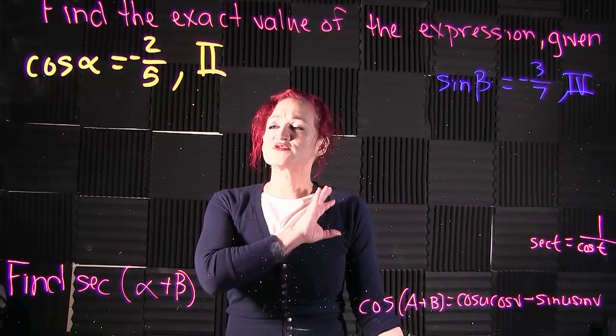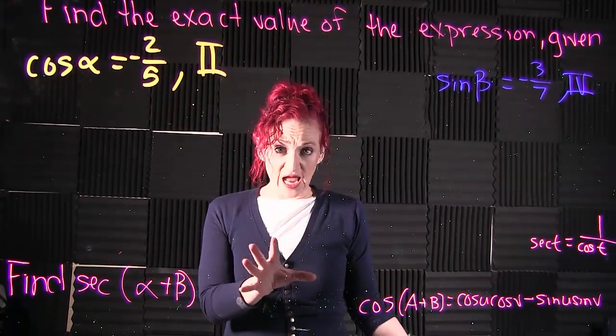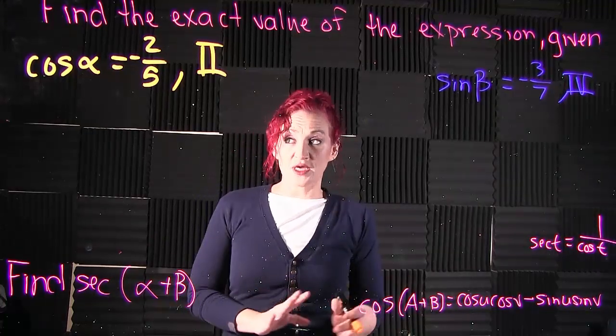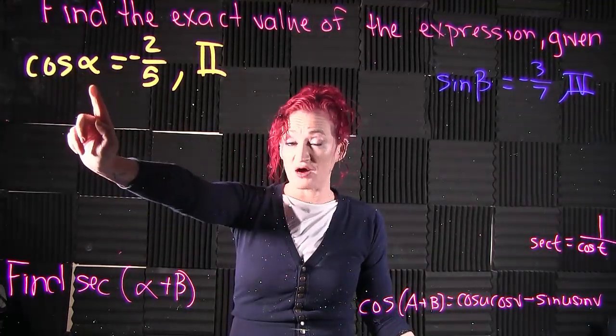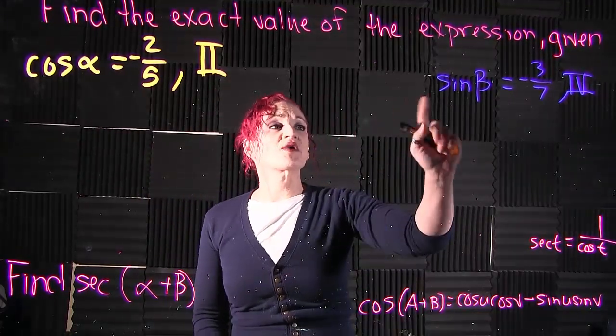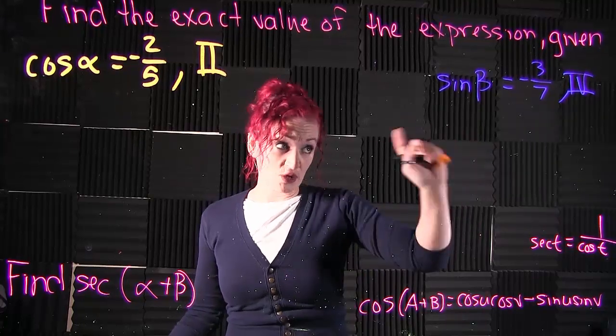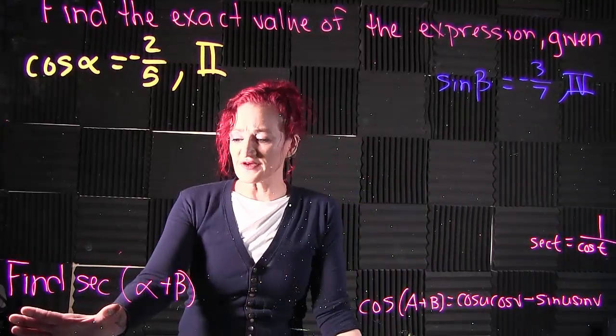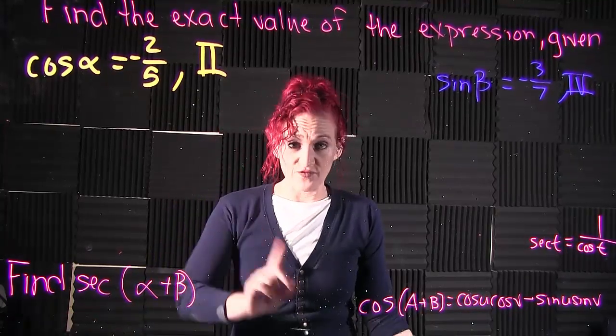All right, so for this example, we're going to find the exact value of the given expression here. We are given that cosine of alpha is equal to negative 2/5 in quadrant 2. We're given that sine beta is equal to negative 3/7 in quadrant 4. And we are asked to find secant of alpha plus beta.